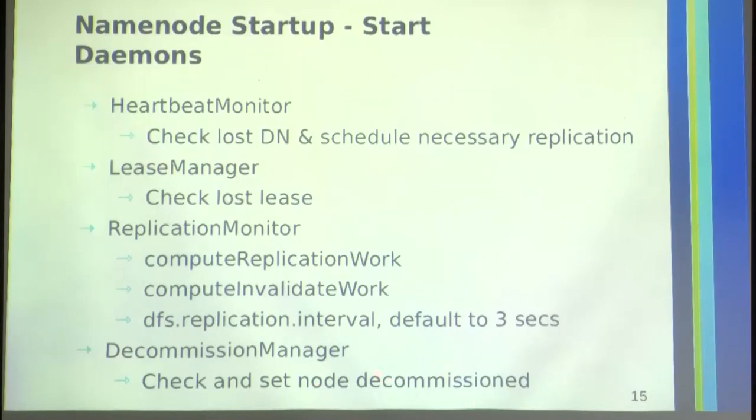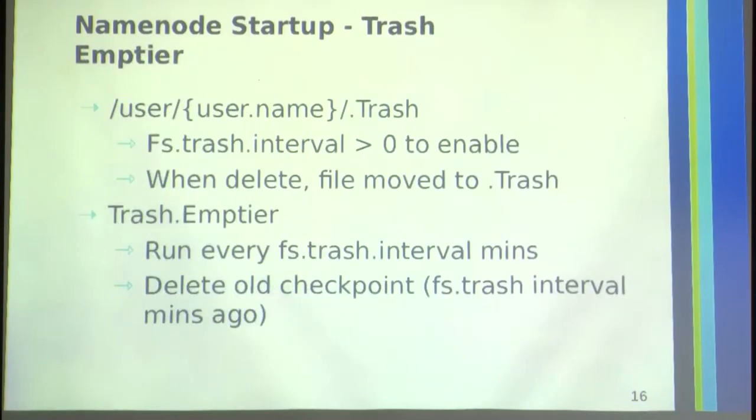So if you specifically turn off data nodes, then these things need to be shut down, right? These daemons are all running as part of the name node. And the trash emptier is just going to empty the trash every now and then, right? Maybe you don't want to empty it. You can turn it off if you're worried about things, if you don't want to lose data, right?